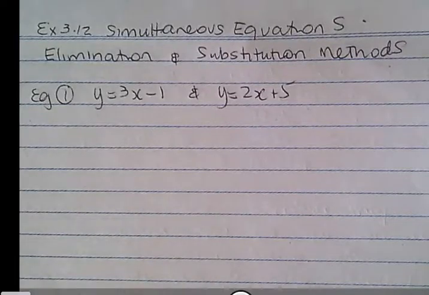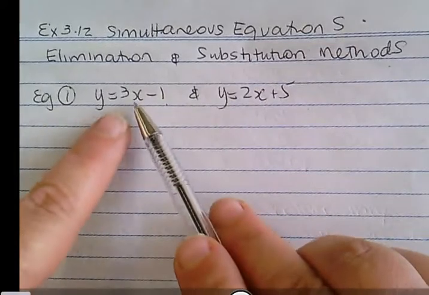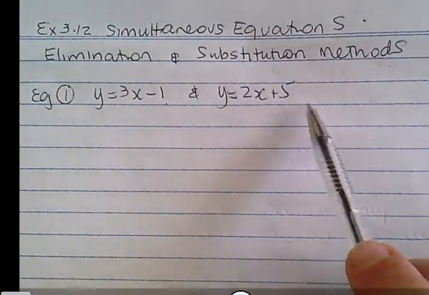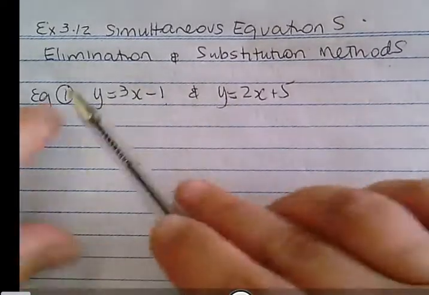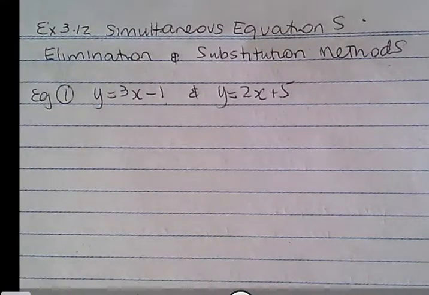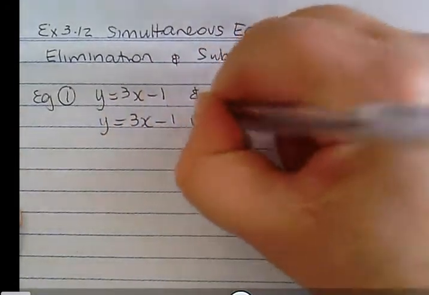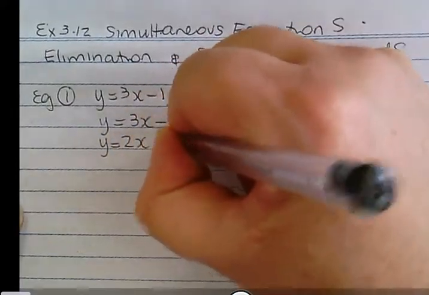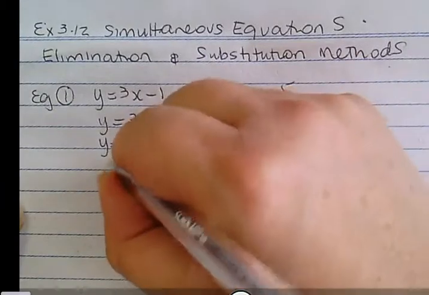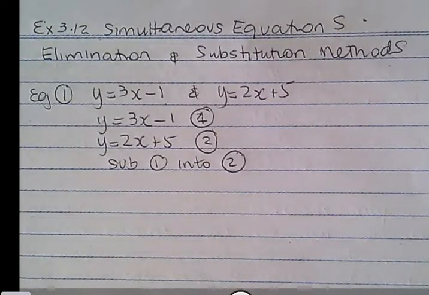Now, let's look at those two. y equals 3x minus 1 and y equals 2x plus 5. y equals that and y equals that. Doesn't it make sense that 3x minus 1 would equal 2x plus 5? If y equals this and y equals that, then 3x minus 1 equals 2x plus 5, because they're both equal to the same thing. So you can call this equation 1, and the other one equation 2. You can say substitute equation 1 into equation 2 or equation 2 into equation 1. It doesn't matter. Put them equal to each other because they're both equal to y.